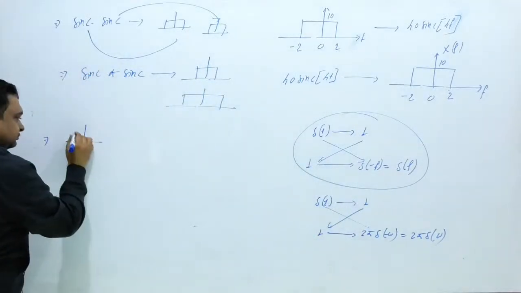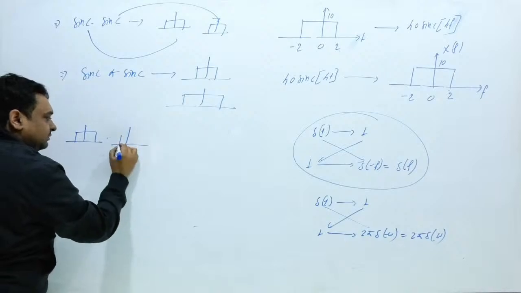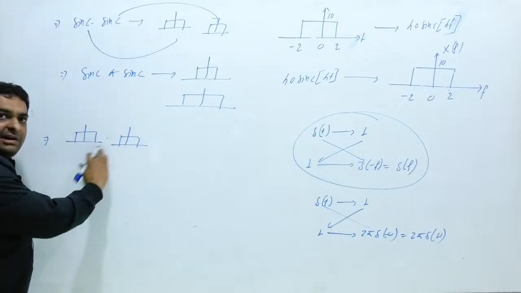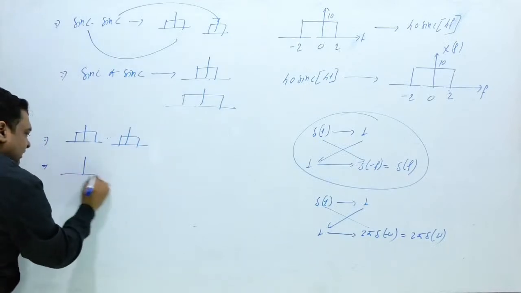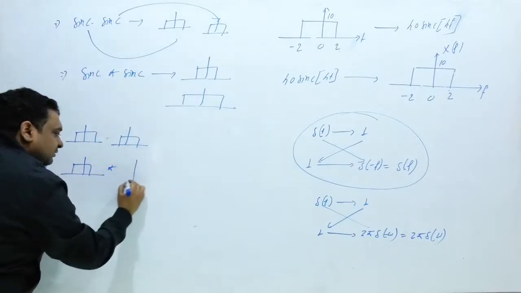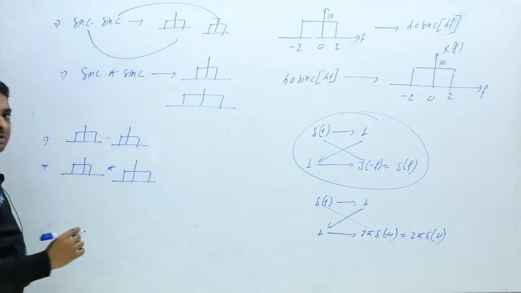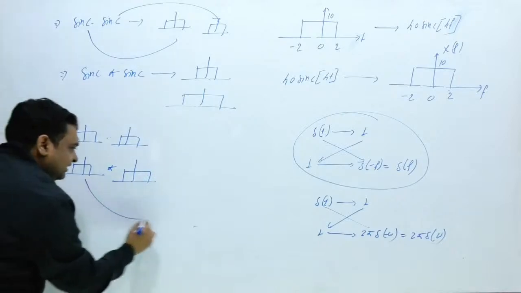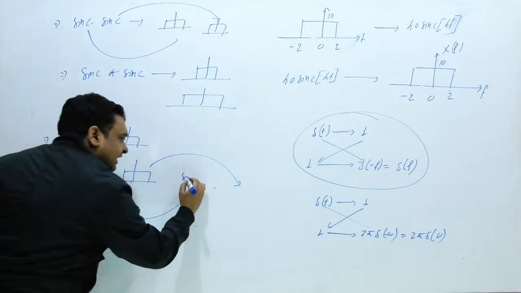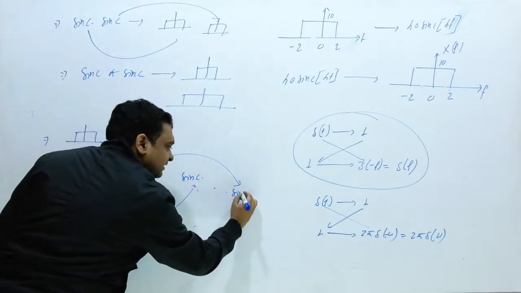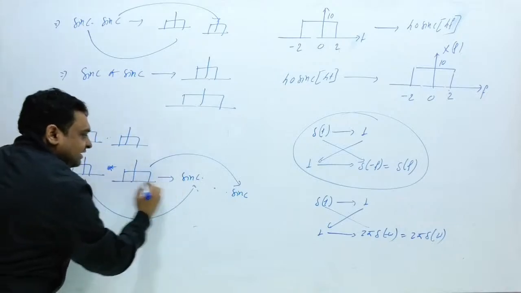Now the next question. Here if pulse is multiplied, first you can find this multiplication and then the Fourier transform. And here if I say pulse convolution, then how can you get it? First this Fourier transform and this Fourier transform, and both will be multiplied. So here sinc multiplication sinc. This convolution, you will get this answer.